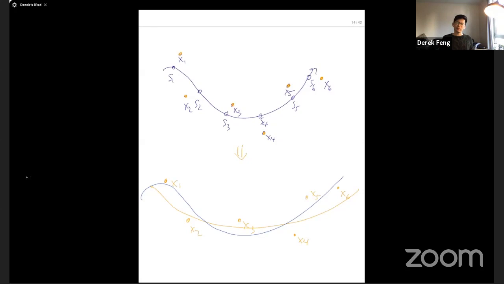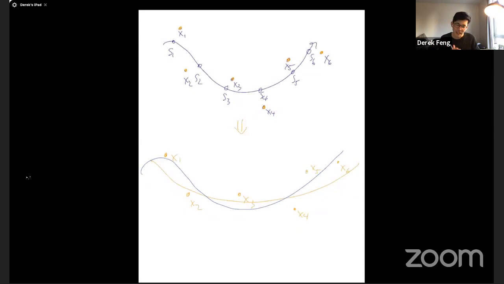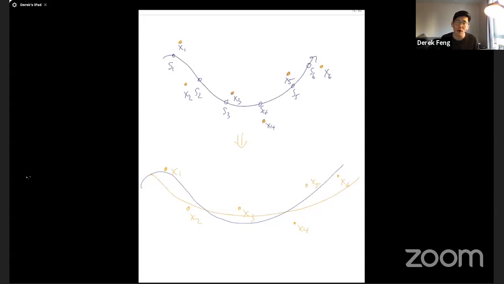So what is a Kalman filter? Basically, a Kalman filter is a particular example of a hidden Markov model where instead of dealing with discrete variables, like multinomials and stuff like that, you're going to deal with continuous random variables. So basically everything is going to be Gaussian.